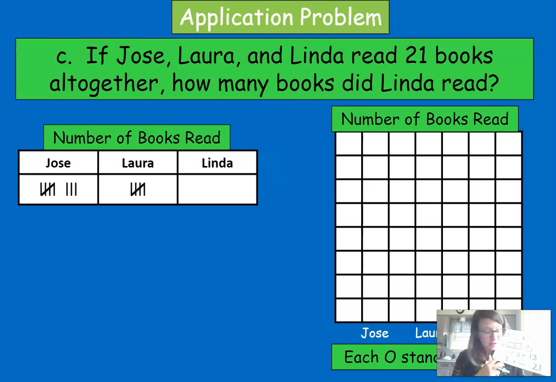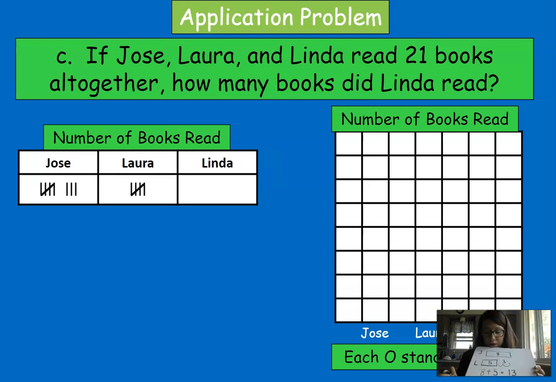So I set up my problem that way. I know we have 13. I don't know how many Linda read. I know Jose and Laura read 13. I don't know how many Linda read, but I know they all read 21. So I need to figure out this missing number here. There are a couple different ways we can do that. We can add up or we can subtract. Go ahead and solve that on your own. I'm going to solve it on mine. Pause the video as you need. And I'm going to solve, and then we'll come back together.